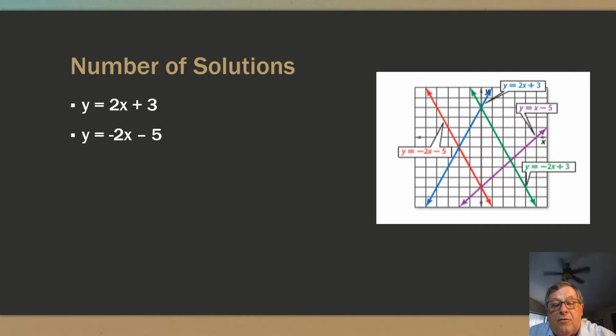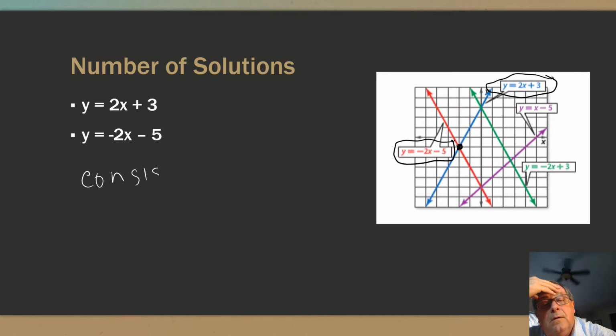So let's see, our first equation is y equals 2x plus 3. I see that that's represented by the blue line. And then I got y equals negative 2x minus 5, and that is the red line. And when I look at the red line and the blue line, I see one point of intersection between the two, right there. Okay, well, I already know then that this is consistent and independent.